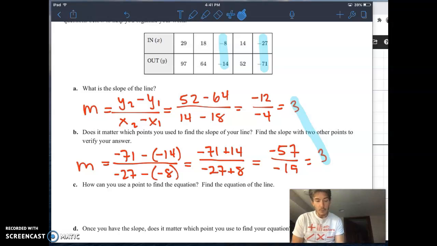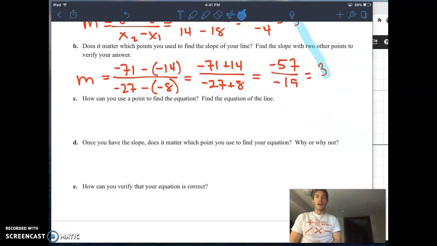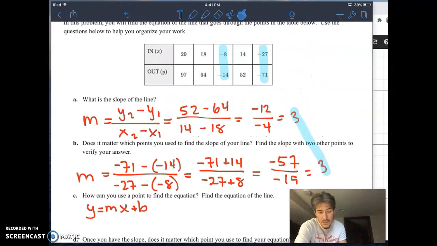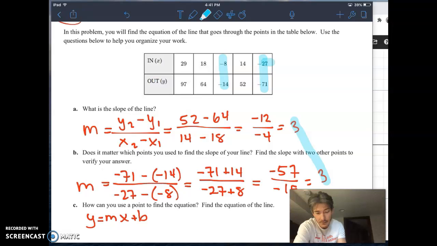Now, how can we use a point to find the equation of that line? Ladies and gents, this is what we did in our last video. We're going to remember that y equals mx plus b format. We're going to sub in any points. Remember, I like the points that are positive and small, if I can have them. So what is the smallest positive point that I have?